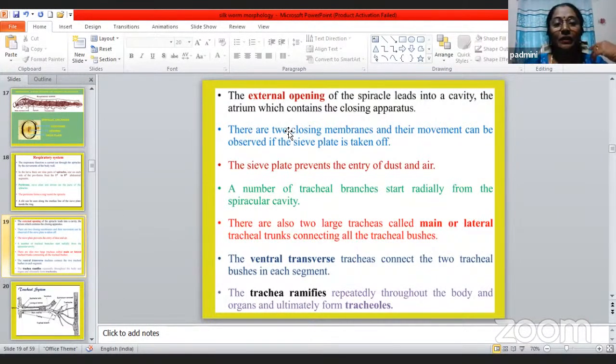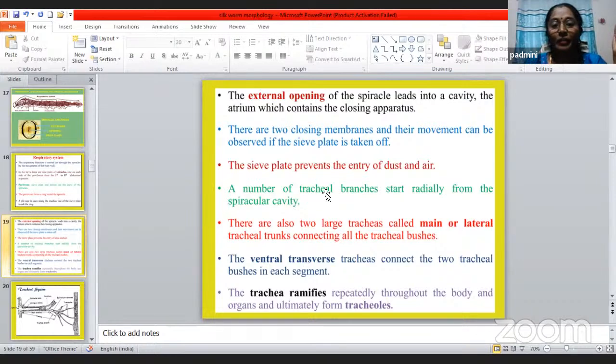These are 2 closing membranes, and their movement can be observed in the sieve plate when it is taken out. When the sieve plate is taken out slowly, you can see the atrium which opens inside, and the sieve plate prevents dust from entering inside.